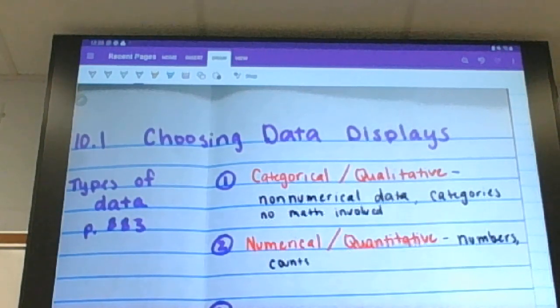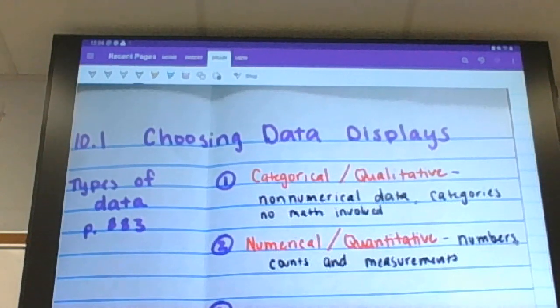Numbers, counts, and measurements. Now, right off the bat, the first example your book uses is telephone numbers. Wow. To trick you. Okay?